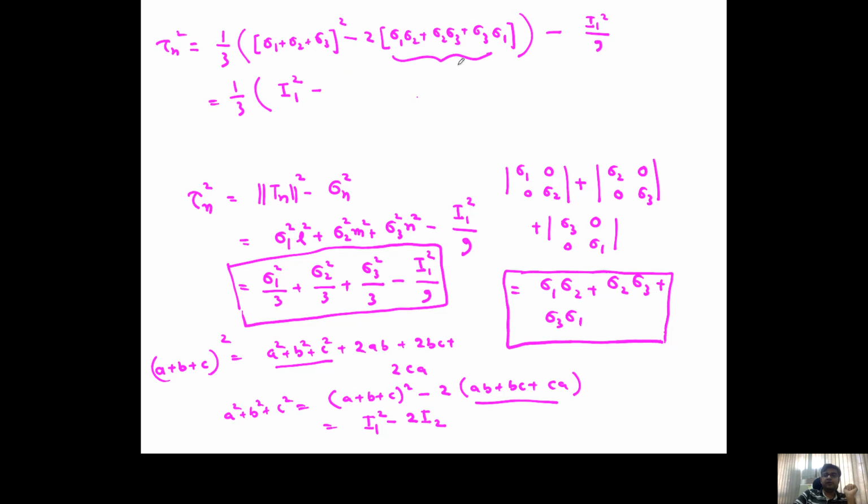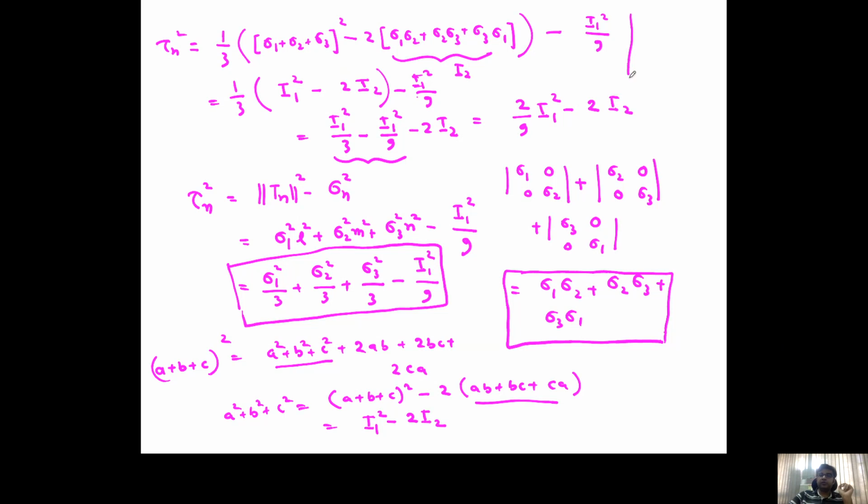Minus 2, this one is I2. So minus 2I2 minus I1 square by 9. So what do we have? I1 square by 3 minus I1 square by 9 minus 2I2. So basically if you combine these two, you have 9. So this is 3 minus 2. So 2 by 9 I1 square minus 2 I2.